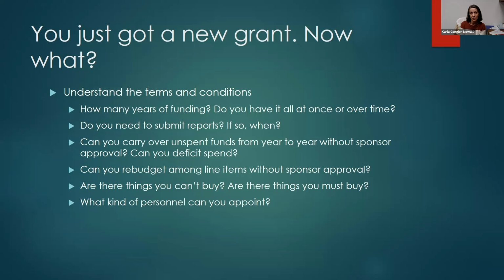Sponsor may have restricted part of your budget to the purchase of something in particular, for instance, a piece of equipment. Maybe you got $300,000 and $50,000 is restricted for the purchase of, you know, a particular piece of equipment that you proposed. And then finally, what kind of personnel can you appoint?